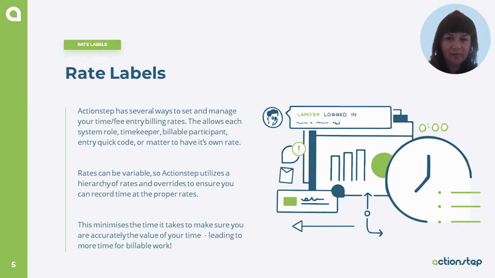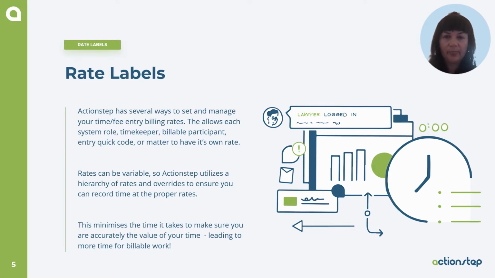Actionstep has several ways to set and manage your time fee entry billing rates. This allows each system role, timekeeper, billable participant, quick code or matter to have its own rate. Rates can be variable, so Actionstep utilizes a hierarchy of rates and overrides to ensure you can record time at the proper rates. So you are accurately recording the value of your time, leading to more time for billable work.